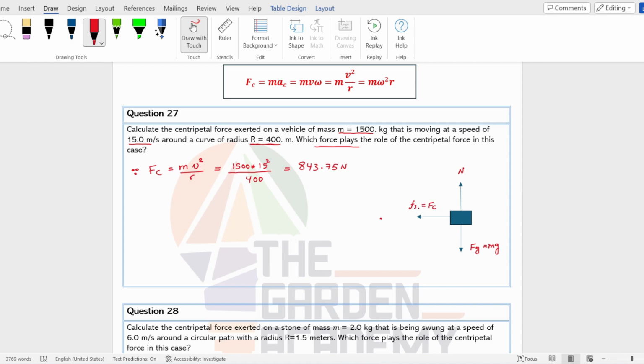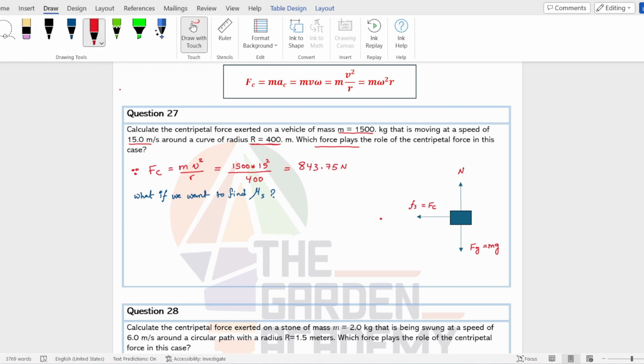In this case it will be the same as the centripetal force. فبالتالي طبعا we can just say that which force plays the role of the centripetal force, we can simply say that this is the friction force. طيب what if, let's write it down, what if we want to find the coefficient of static friction, mu sub s.